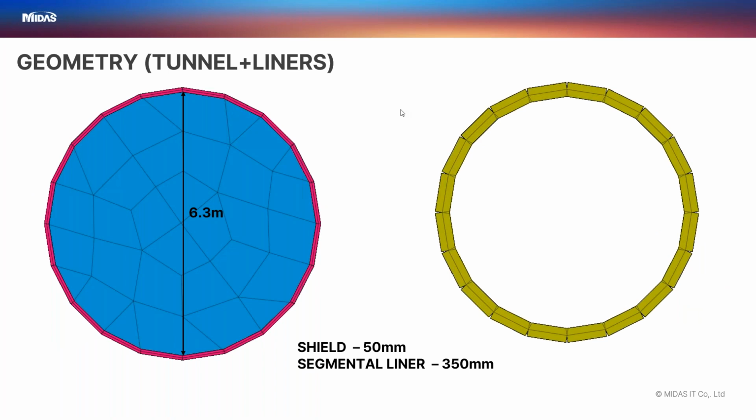Now coming to the support systems, the shield is around 50 thick, and the segmental liner is around 350. So we will be using the change property option to simulate the change in property from shield to final segmental liner.